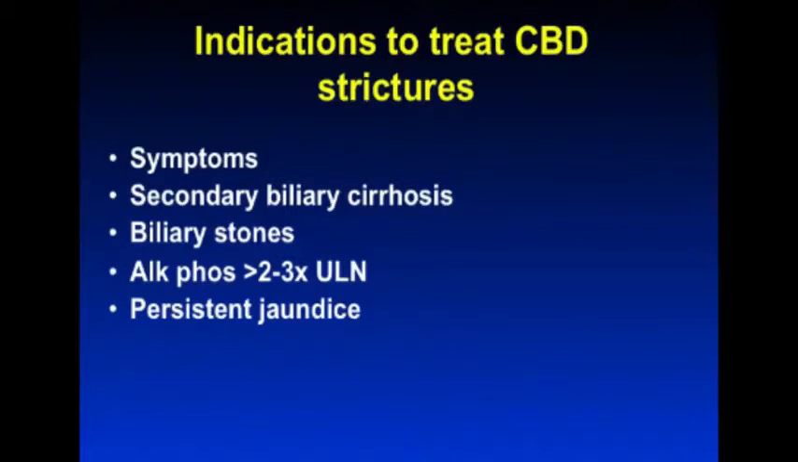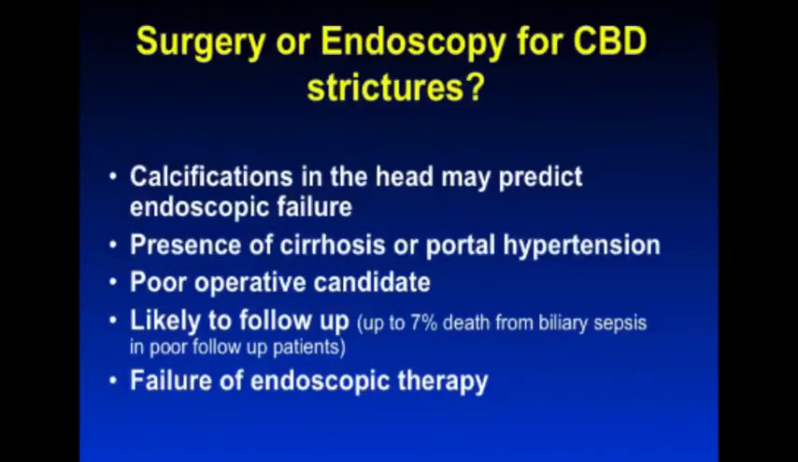So when you're trying to decide about surgery or endoscopy, high stone or calcification burden in the head may predict failure of endoscopy. If someone has significant portal hypertensive comorbidities, surgery may be a bad option. Their likelihood to follow up with endoscopy is very important. And those patients in these series, up to 7% died from biliary sepsis because they were lost to follow-up, and that's important to realize. And if they previously failed endoscopic therapy.